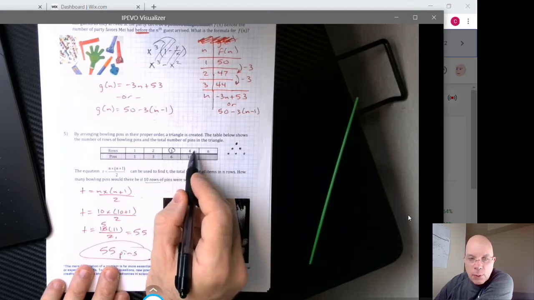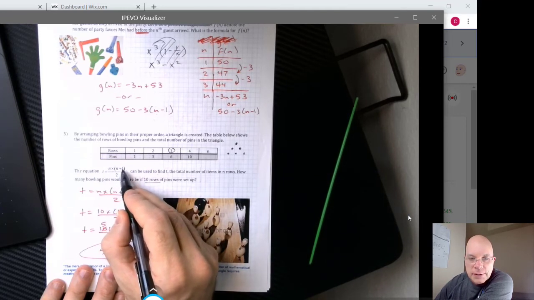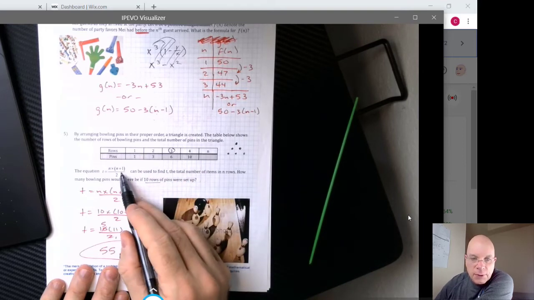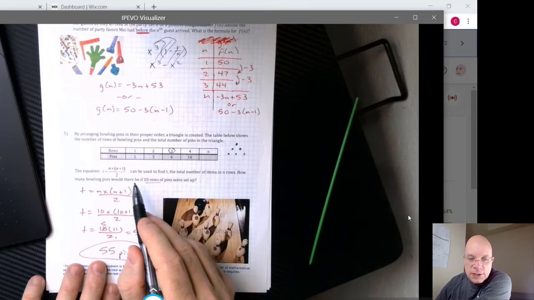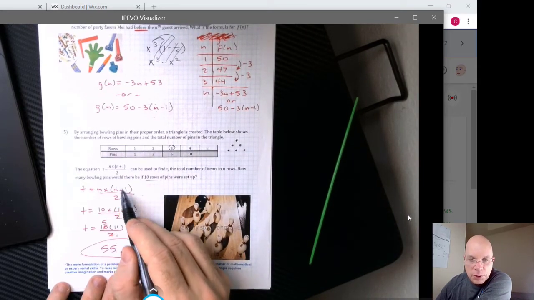Let's just go all the way up to 4. 4 multiplied by 4 plus 1 is 5. So 4 multiplied by 5 is 20. And 20 divided by 2 would give us 10 total bowling pins. So we confirm that this equation works to give you the total number of bowling pins based on the number of rows of bowling pins.